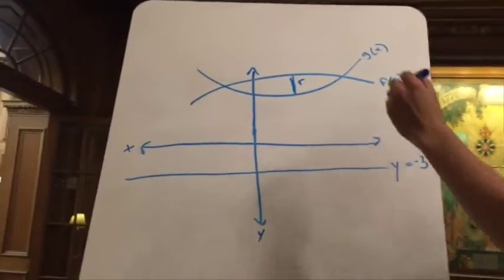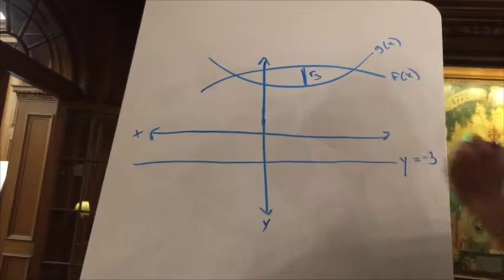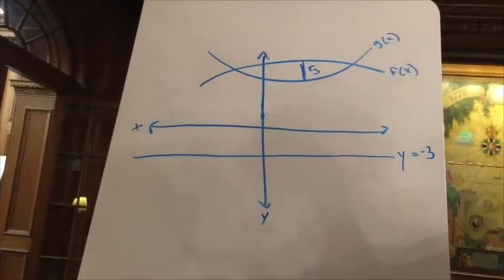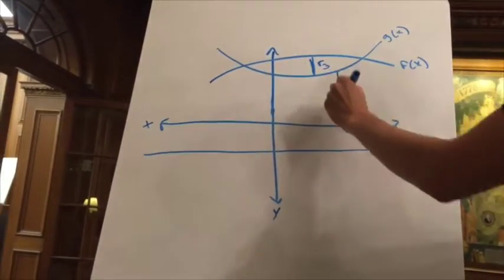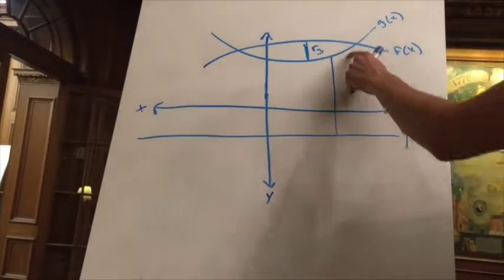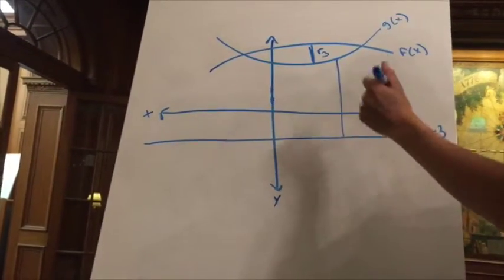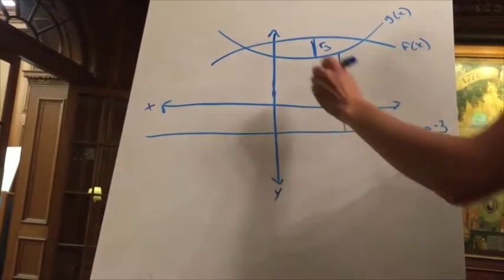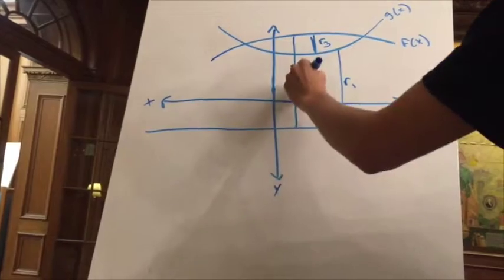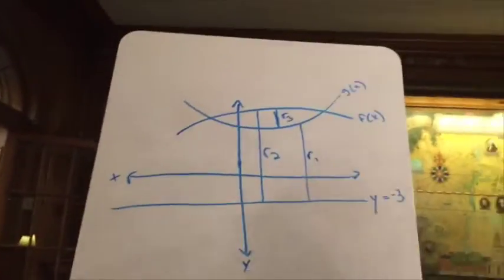To do that, we're going to have to find, well, first we'll mark this as r2. To do that, first we're going to have to find both r1, which is not the length in between g of x and the x-axis, but in this case, between g of x and y equals -3. And then, of course, r2 between f of x and y equals -3.